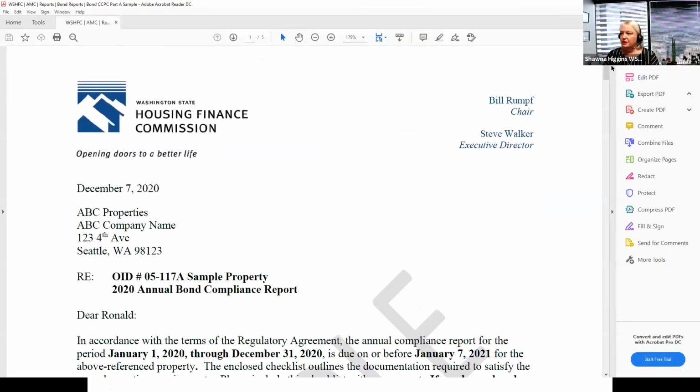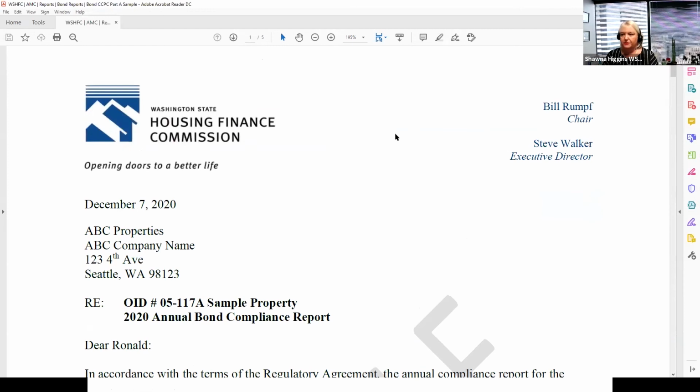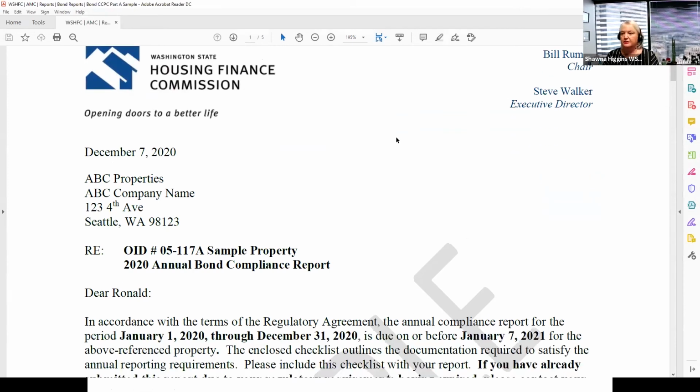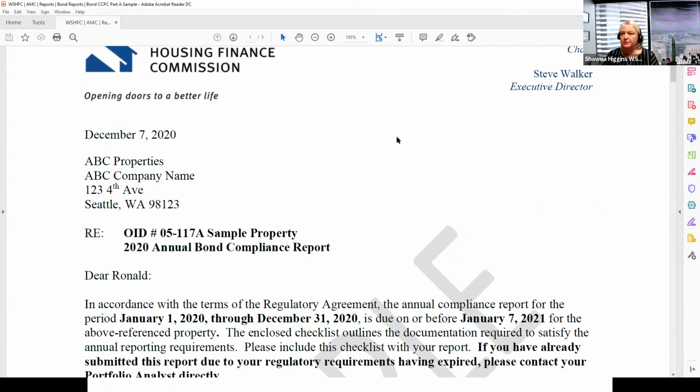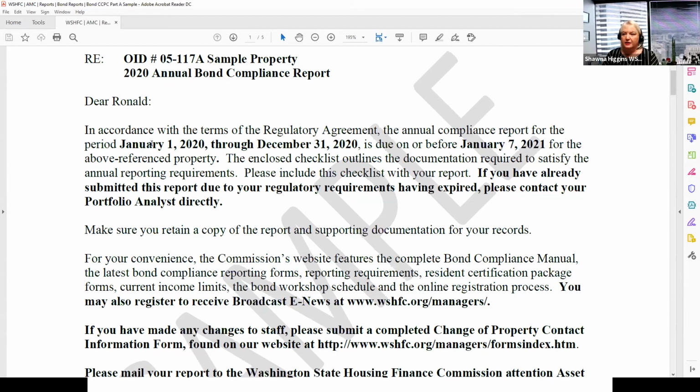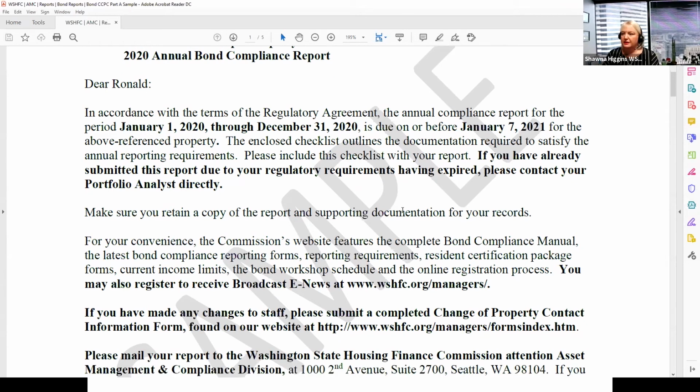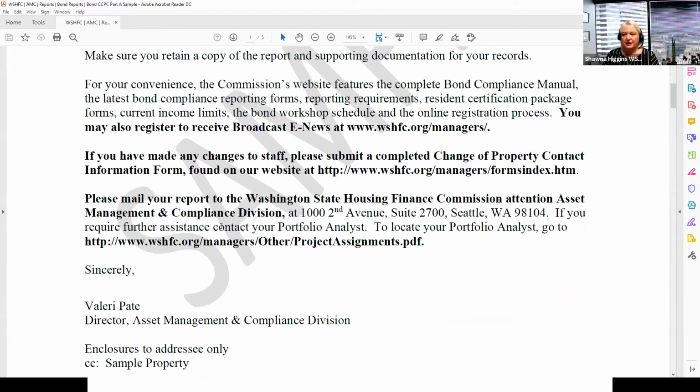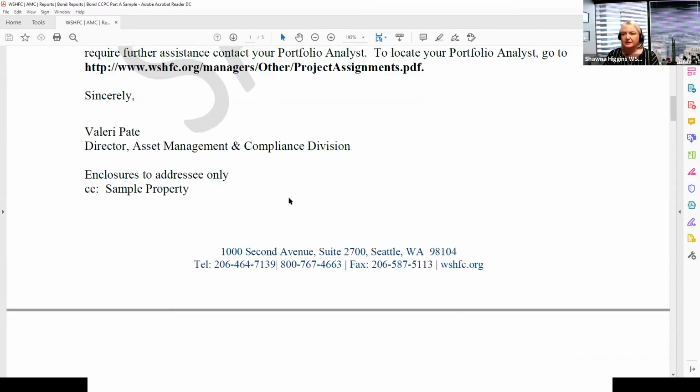All right, so now we are going to take a look at the Part A and the Part B we were just talking about for the annual report. Here is a copy of the letter that's going to be sent out to the owners. This usually gets sent out in December, and it talks about what the period is. So this is going to be for January 1st, 2020 through December 31st, 2020. It's due on January 7th of 2021. And then this talks about where it needs to be mailed and some other information.